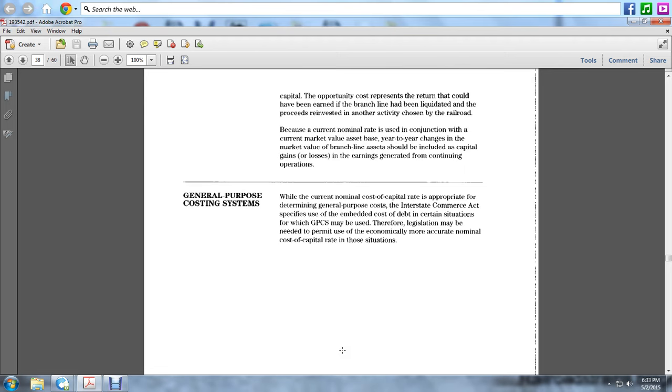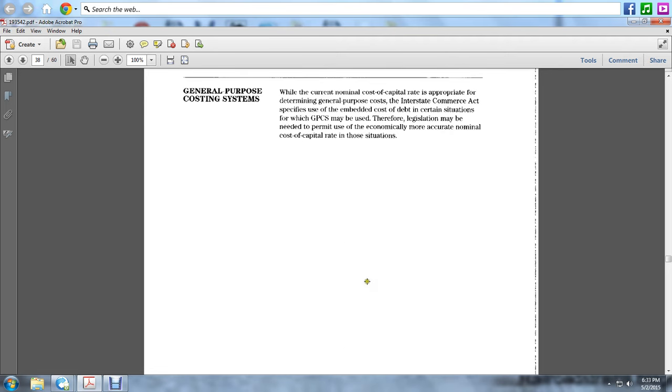For the general purpose costing system, when the nominal cost of capital rate is appropriate, determining the general purpose cost under the Interstate Commerce Act, specifically the embedded cost of debt, is one of the situations where the GPCS may be used. Therefore, legislation needs to permit the economically most accurate nominal cost of capital rate for this situation.